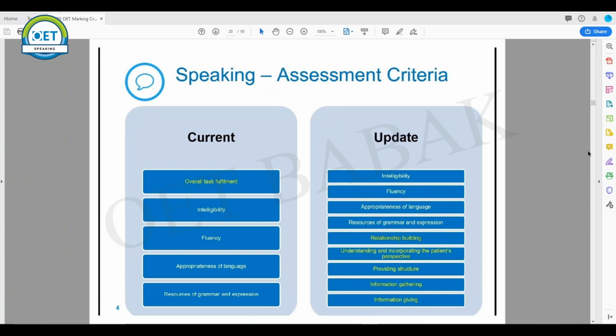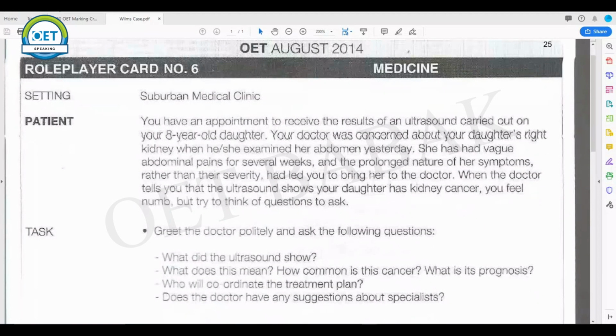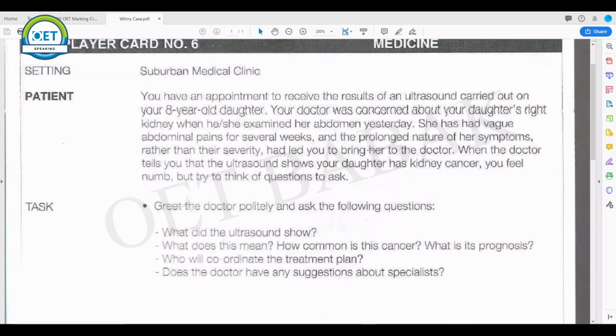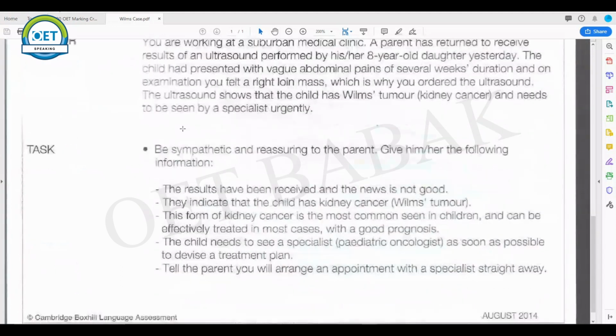So, in the old system, in the previous version, what happened was they give you a piece of conversation, and in fact, it wasn't a complete one, like this one. It's a role play card. This is August 2014. They don't give you the patient one, they give you the doctor one.